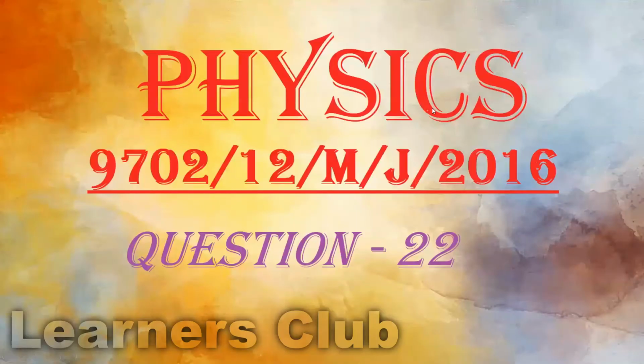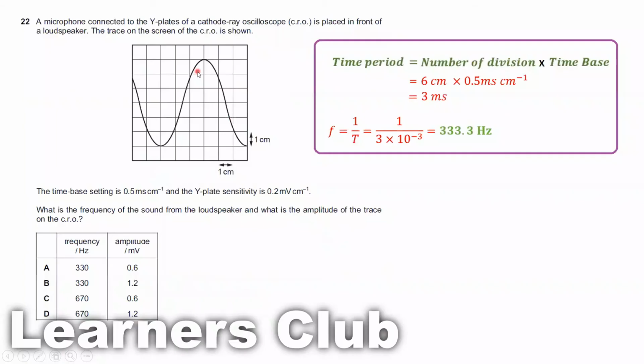Question 22. A microphone connected to the Y plate of the cathode ray oscilloscope is placed in front of a loudspeaker. The trace on the screen of the CRO is shown. Time base setting is 0.5 millisecond per centimeter. Time base means the time per division is 0.5 millisecond. And Y plate sensitivity is 0.2 millivolt per centimeter. That means on the Y-axis, you will get 0.2 millivolt for 1 centimeter.